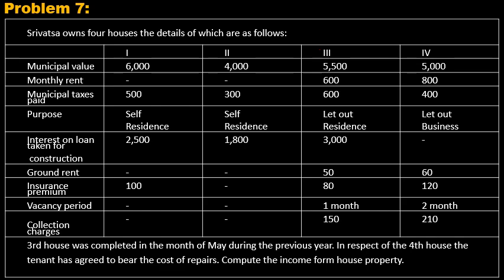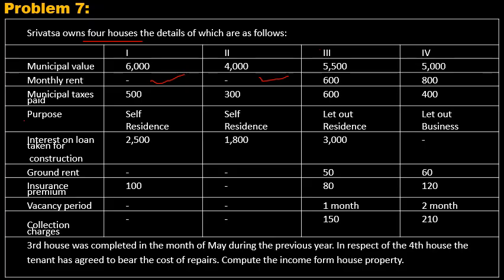Hi, in today's class I am going to explain another problem of income from house property. Srivastava owns four houses, the details of which are as follows. So here there are four houses, the municipal value and monthly rent. First house no monthly rent, second house also no monthly rent, third house 600 rupees and fourth house 800 rupees. And next is municipal taxes: 500, 300, 600 and 400.